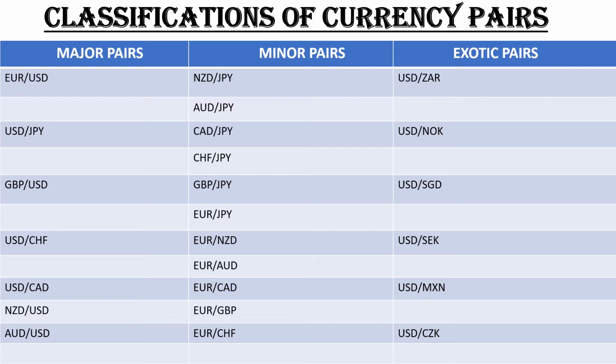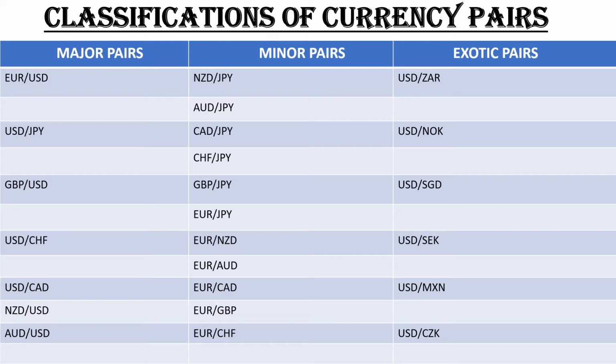Euro USD. In forex, as we buy one currency, it means we are selling the other. As we sell the other, it means we are buying the other currency. Always buy the stronger currency and sell another. In all, we have 7 major currencies. 1, 2, 3, 4, 5, 6, 7. So the first one is Euro US dollar.